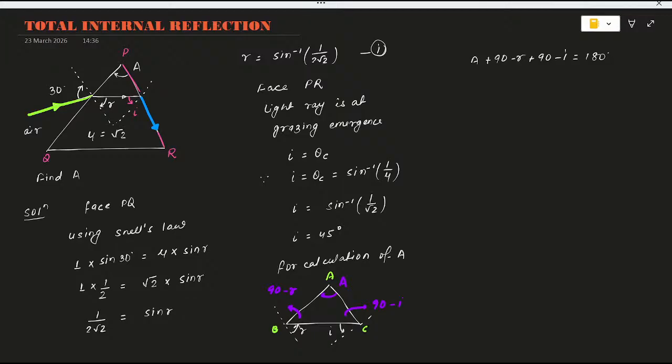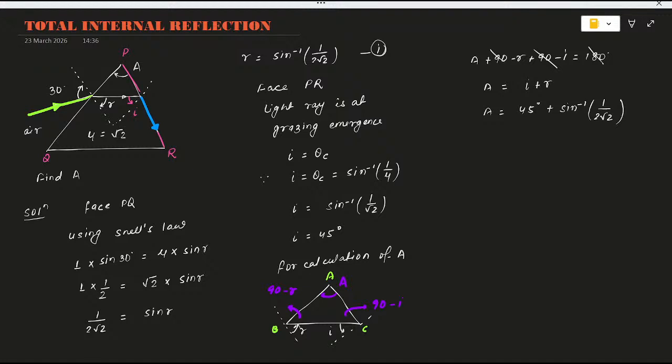Say yes or no. So 90 and 90 would get cancelled out. So A with respect to 180 as well. So A would be equal to I plus R. So A equal to 45 is I, and R is sine inverse 1 by 2 root 2. So I've got myself the value of angle A. Say yes or no. Say yes or no. Okay.